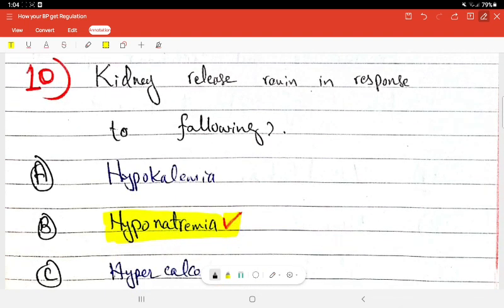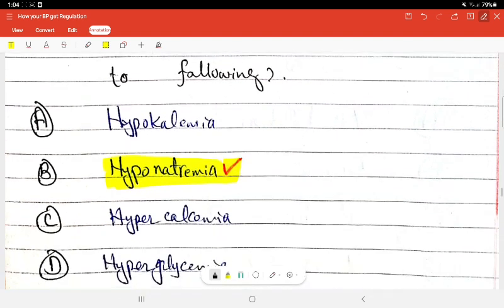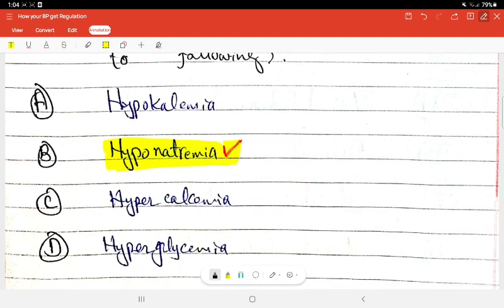Next, the kidney releases renin in response to which of the following? When does the kidney release its renin hormone? The first option is hypokalemia, second hyponatremia, third hypercalcemia, fourth hyperglycemia. So the correct one is hyponatremia. The kidney releases renin when there is low sodium.